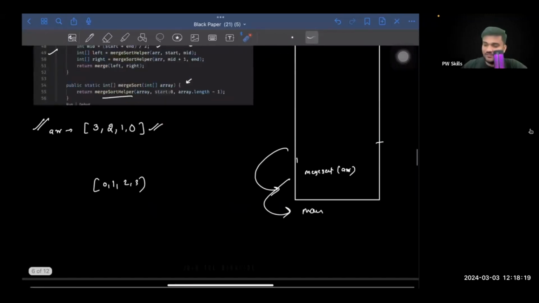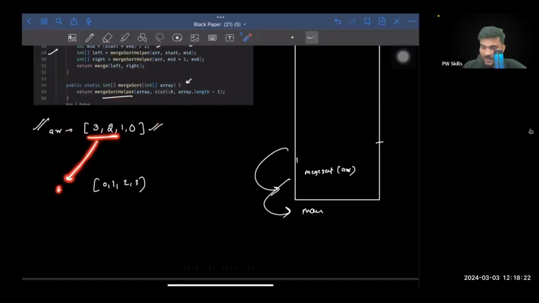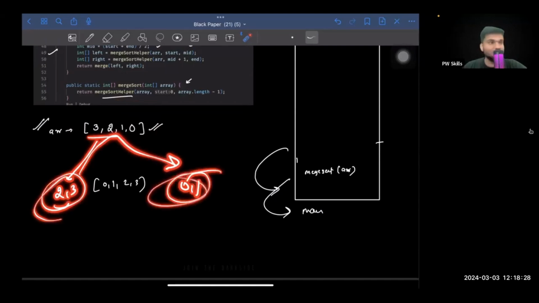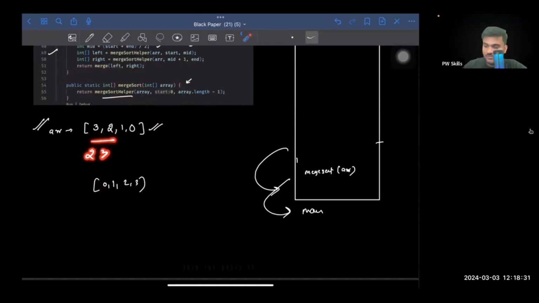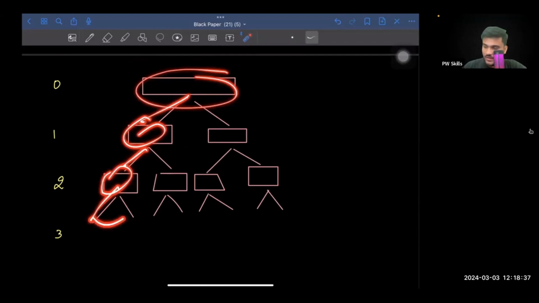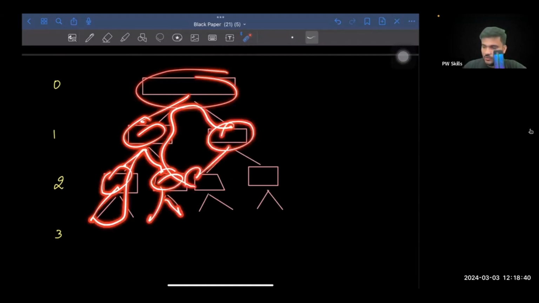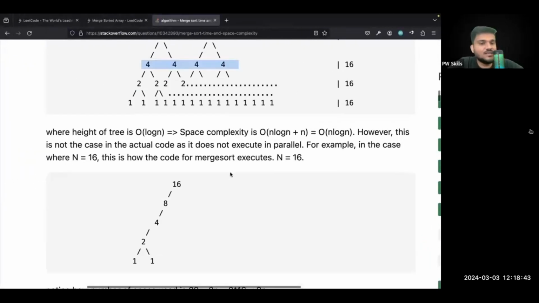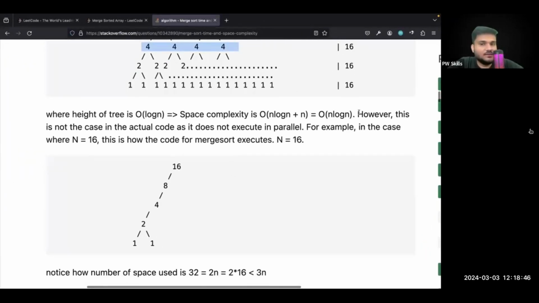Remember, when we had 3, 2, 1, 0, we first went and sorted 3 and 2. Then separately we went and sorted 0 and 1 and then merged both of them. It was not like 3 and 2 were being worked on parallelly with 0 and 1. You first go here, then go here, then come back, then go here, then come back, and so on. The author has given the same representation, and says this is not the actual case. In the actual code, it doesn't execute in parallel.